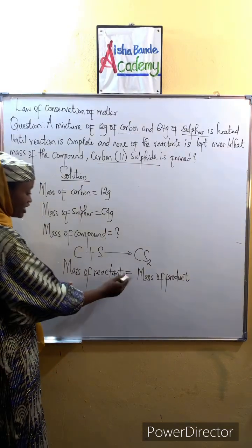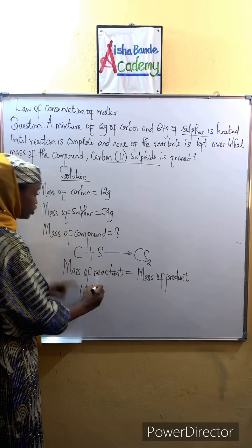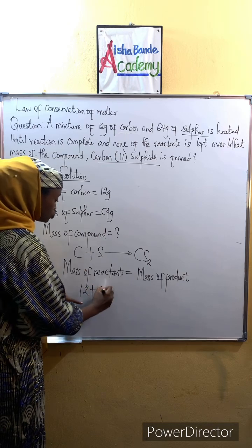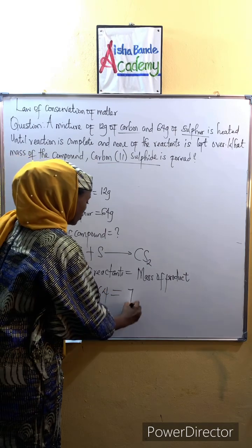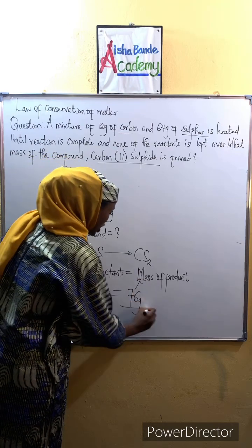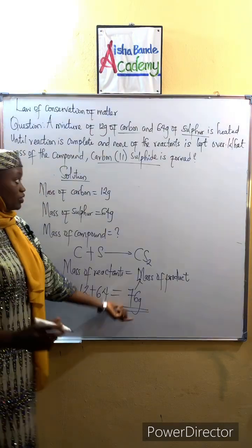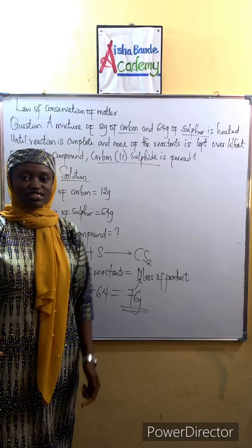So the mass of the reactant here in this case for carbon is going to be 12, plus that of sulfur, which is going to be 64, and this is equal to 12 plus 64, which gives us a value of 76 grams, and this 76 grams is the mass of the product. Simple as that. And the final answer for the mass of the product, carbon 2 sulfide, is 76 grams.